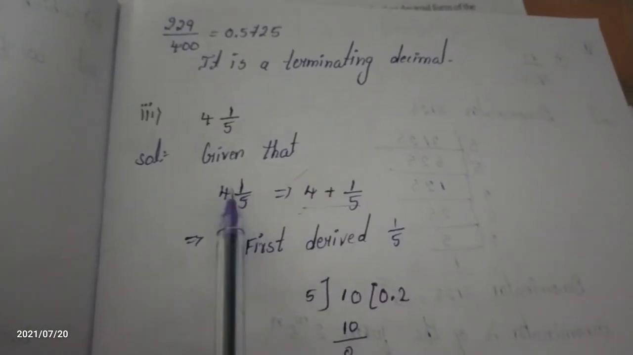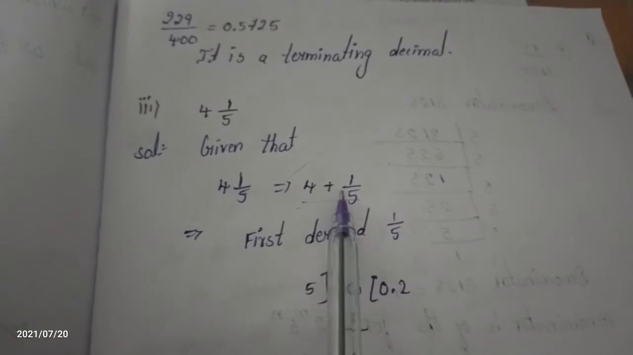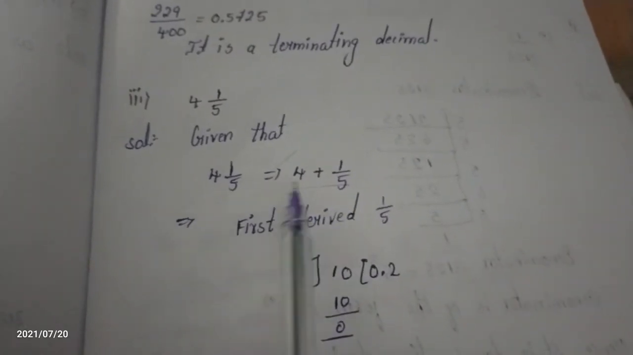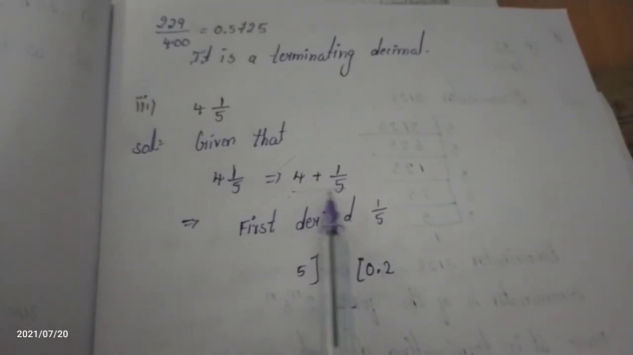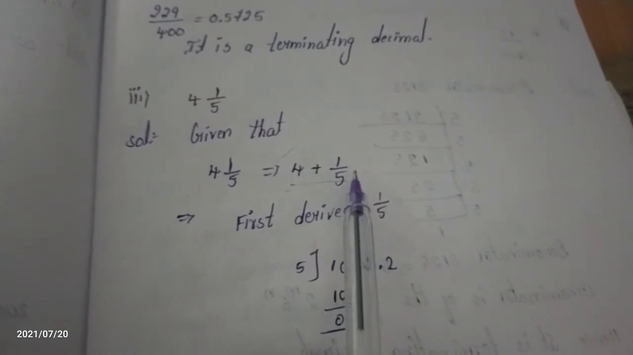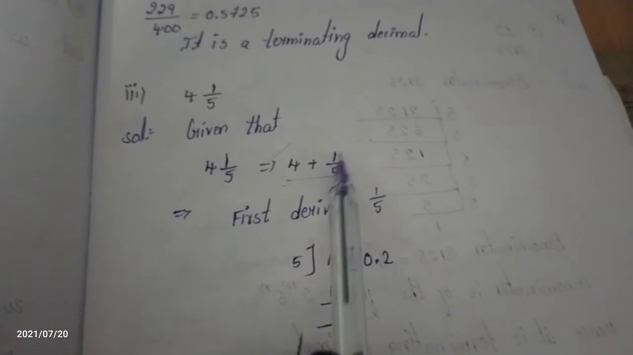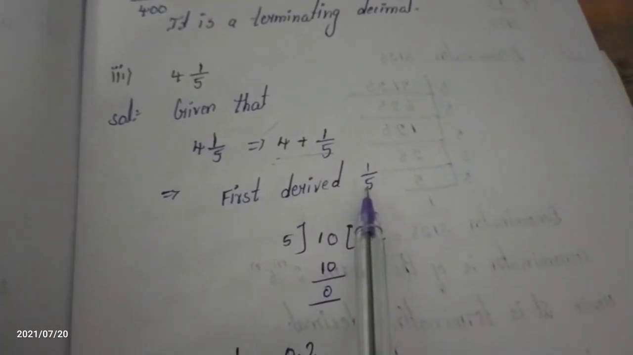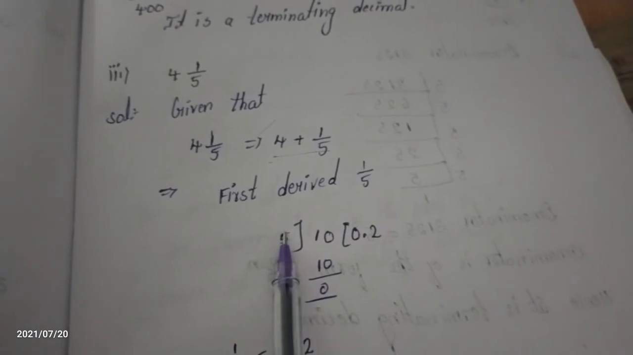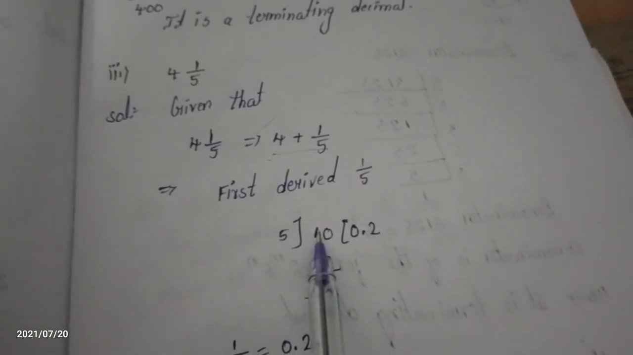What is given? 4 into 1 by 5 can be written as 4 plus 1 by 5. This value can be written as this. For this, what do we have to derive? We have to derive this value. It is a mixed fraction. First derive the 1 by 5. Here the numerator is this and the denominator is this. 1 is not divisible by 5.